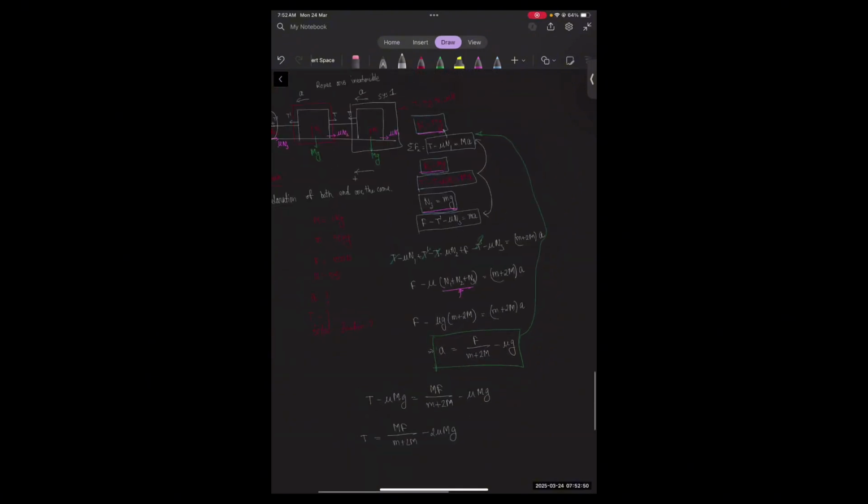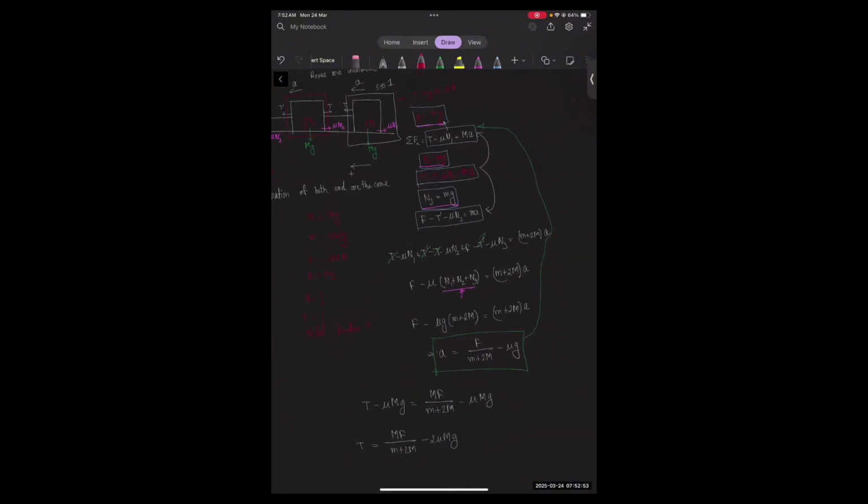Okay, so you just plug in the values. I'm not plugging in any values because I don't have a calculator with me right now. You just plug those values in here. In here, you'll get m and t. So that solves this and this.